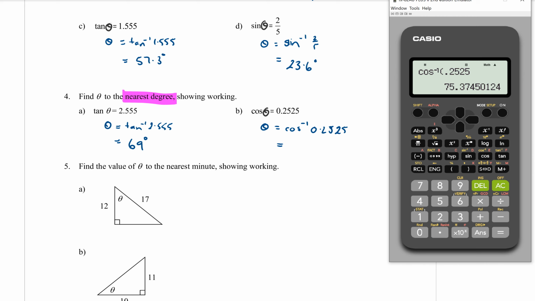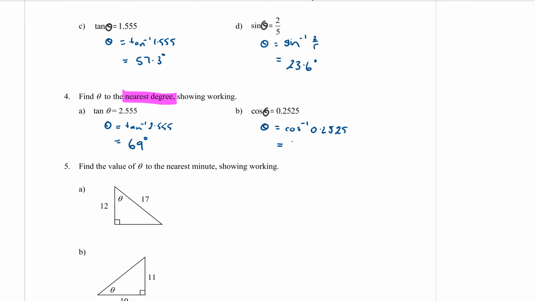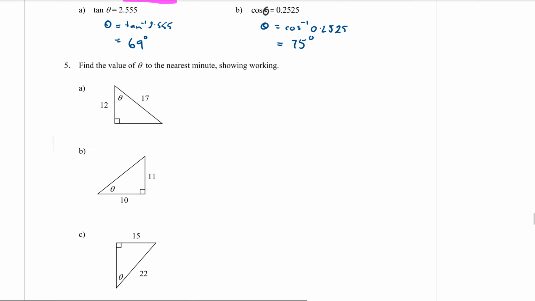Which is 75.3, but we don't want any decimal places, so that would round down this time to be 75 degrees. Okay, so that was a bit of practice just using our calculator to do various things and rounding. Now, the main thing we want to do are these ones here.